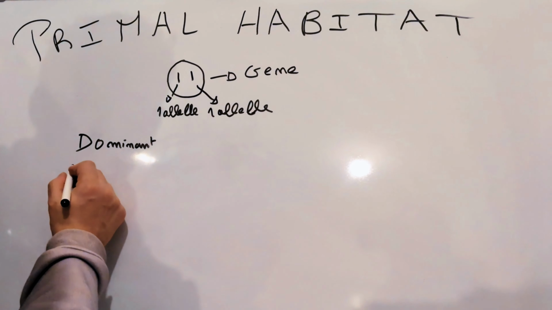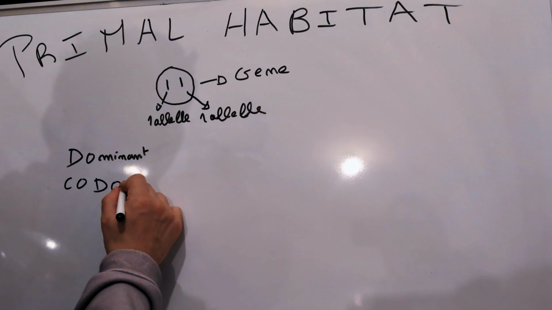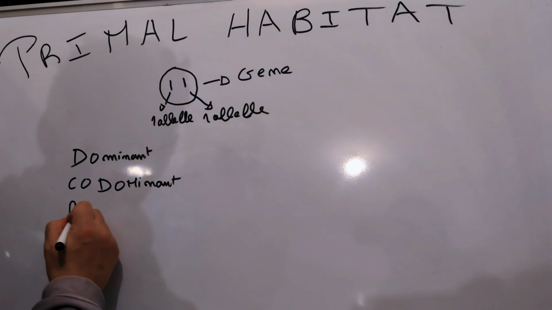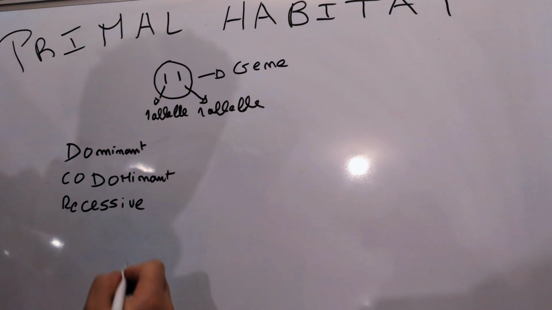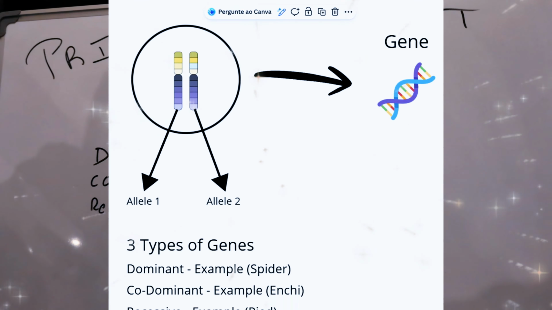Dominant, codominant, and recessive. There is one other type that I will explain later, but for now we have dominant, codominant, and recessive.